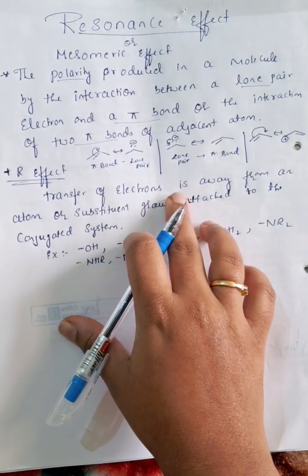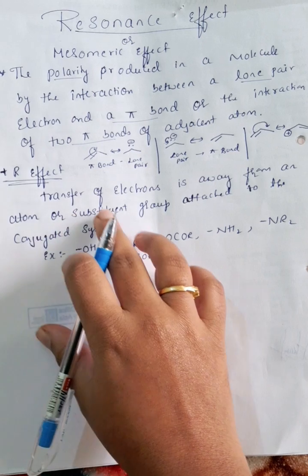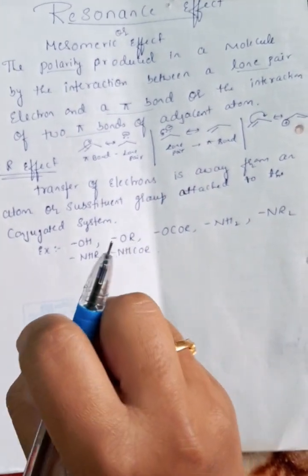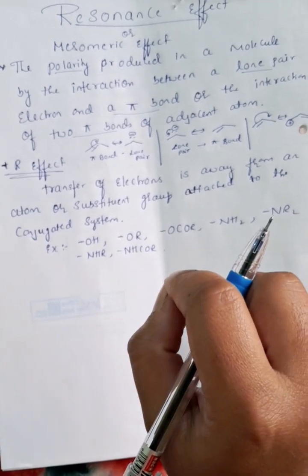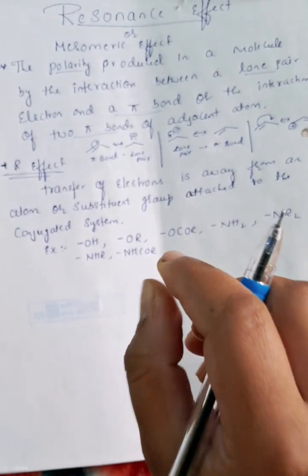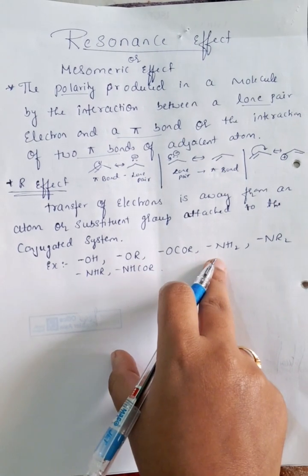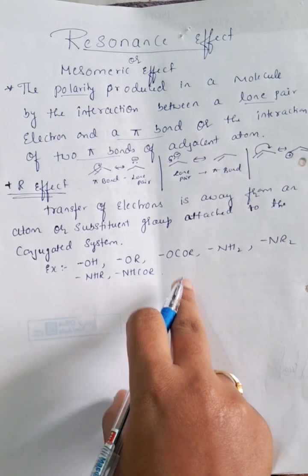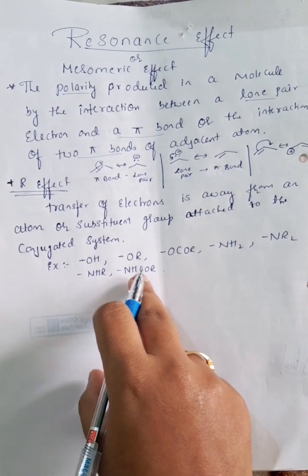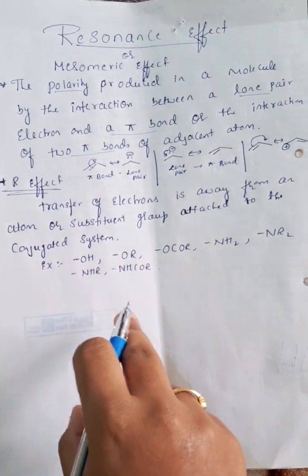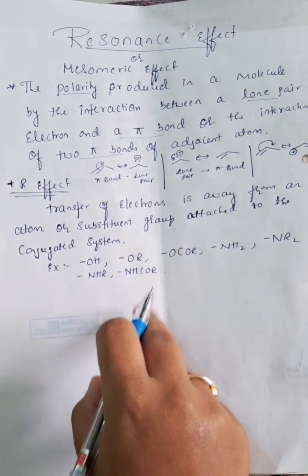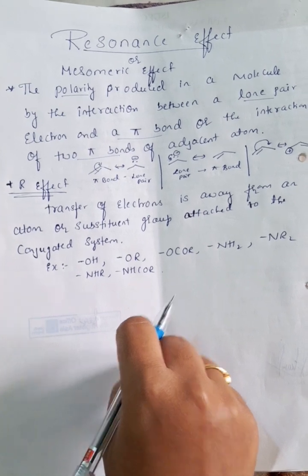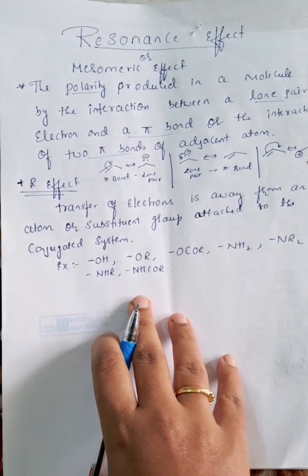So this is a transfer of electrons away from an atom or substituent group attached to the conjugate system. So as we know, the conjugate system is a benzene ring. So there are pi electrons and they keep delocalizing. Okay, and these groups are called electron donating groups. They are going to donate the electron to the benzene ring, and due to which there's an interaction between the lone pair of electrons and the benzene ring, and there is a creation of polarity because of the interaction of the lone pair of electrons and the conjugate system.